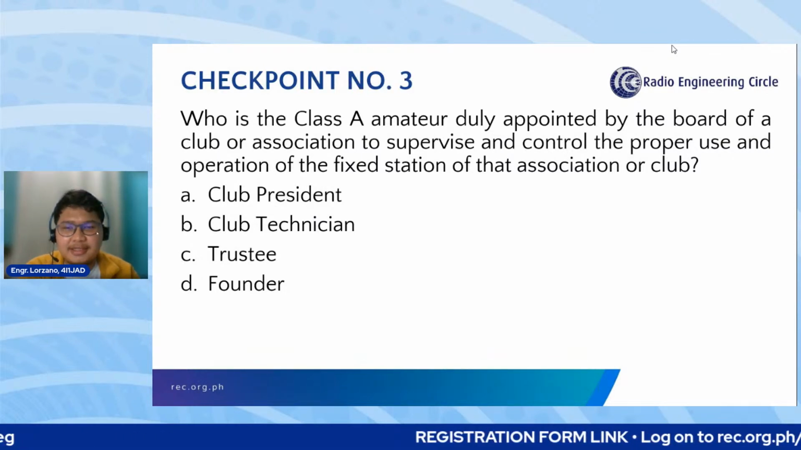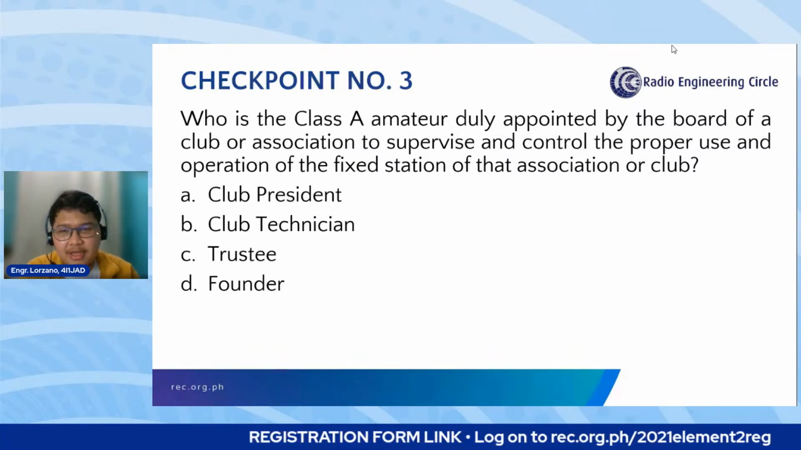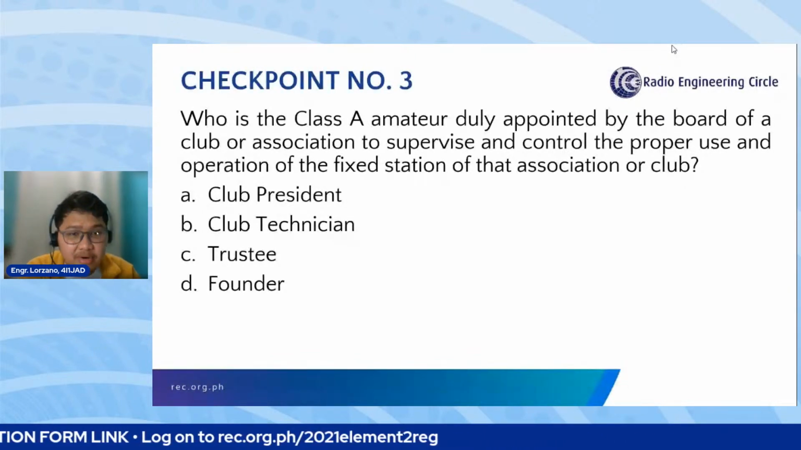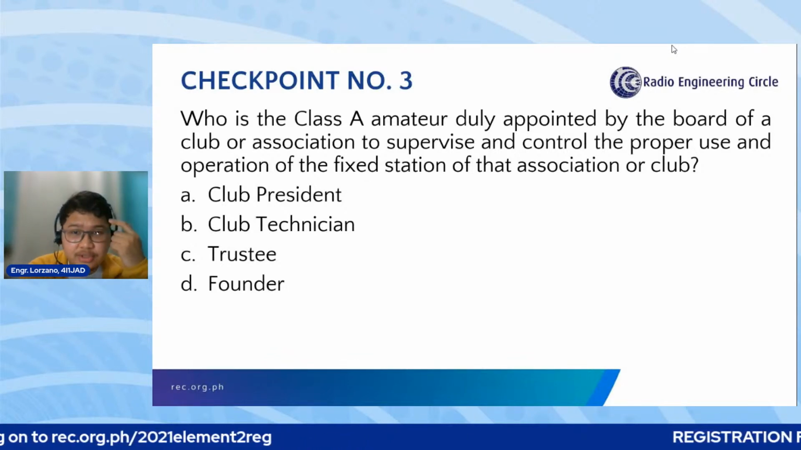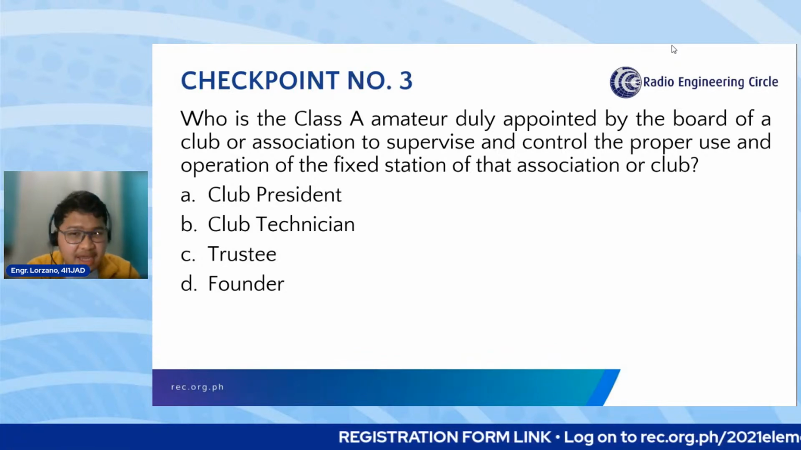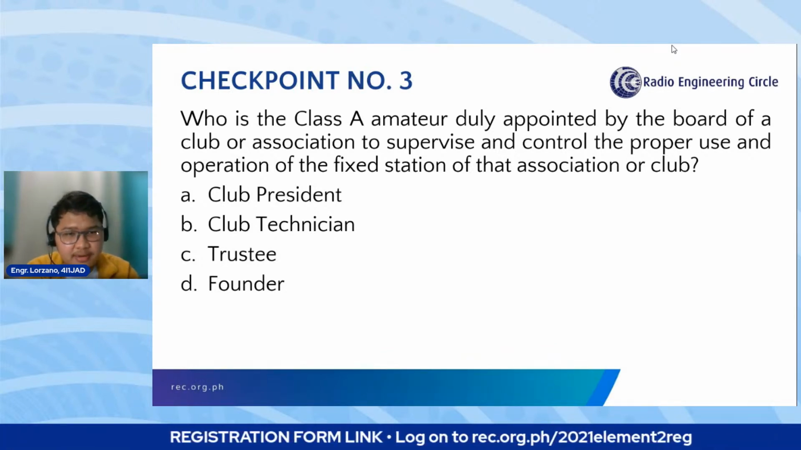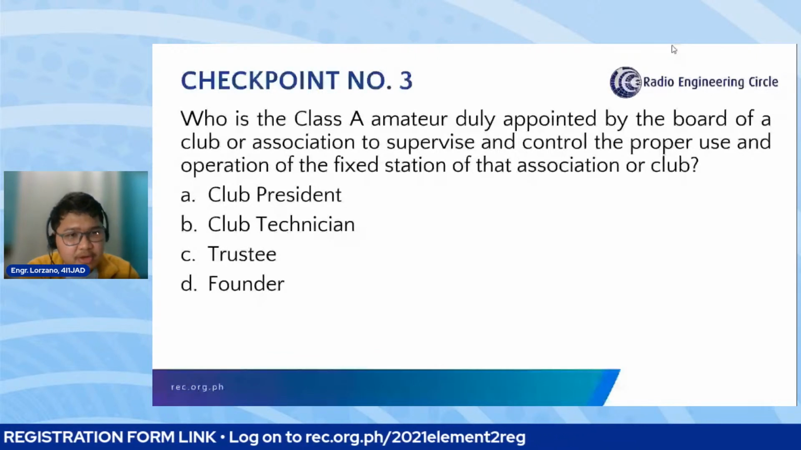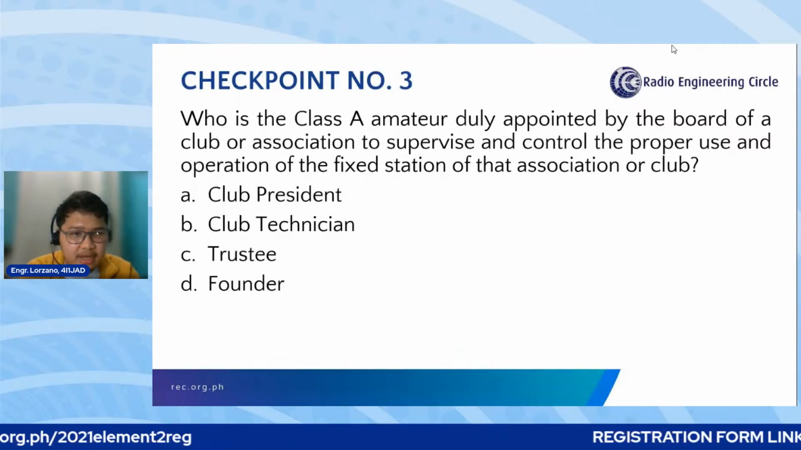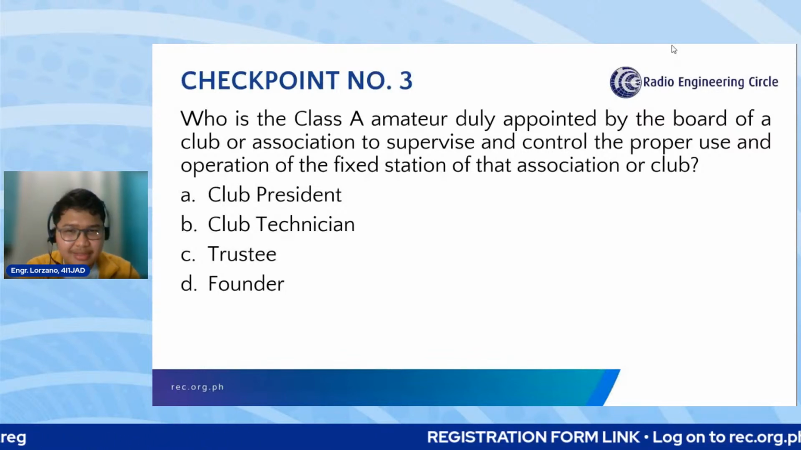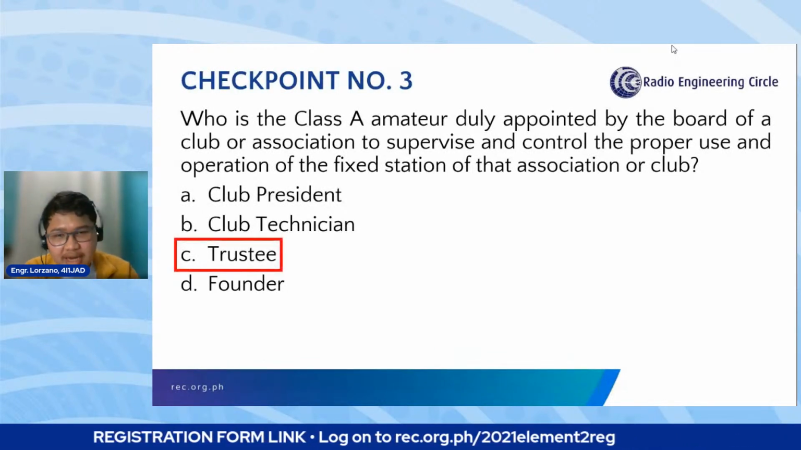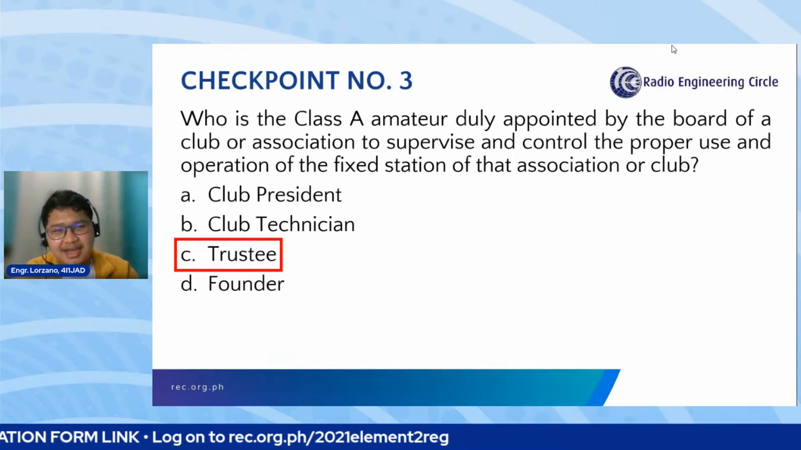Ayan. So, checkpoint number 3. Who is the Class A amateur duly appointed by the board of a club association to supervise and control the proper use and operation of the fixed station of the association or club? Ayan. So, sino? You may comment in Facebook or YouTube kung alin ba, sino ba yung ina-appoint na Class A. So, the answer is, tama po kayo, letter C, it is the trustee. Ayan, thank you.